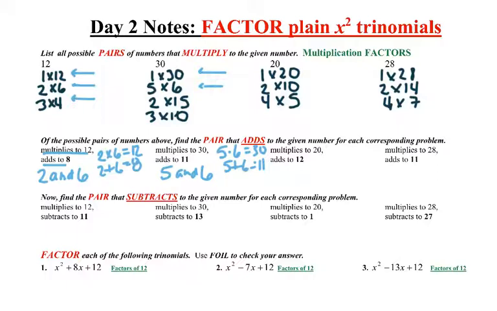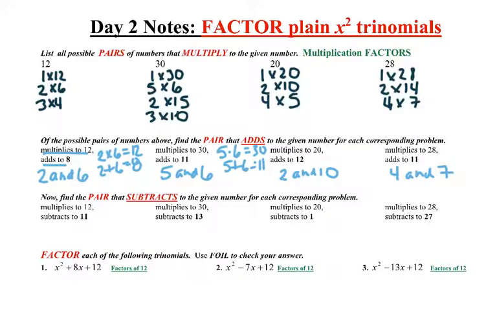What multiplies to 20 and adds to 12? Looking again at these pairs of numbers, multiplies to 20 and adds to 12. Right, 2 and 10. And what multiplies to 28 and adds to 11? Right, 4 and 7. That's the skill that we're going to need to do our factoring problem. So we're just kind of practicing that skill.